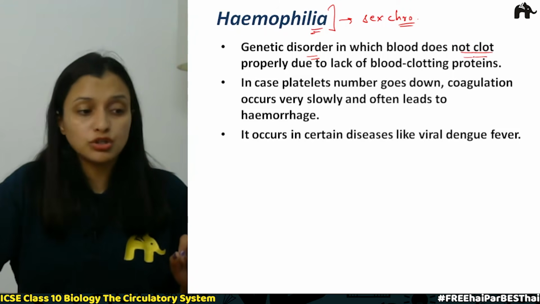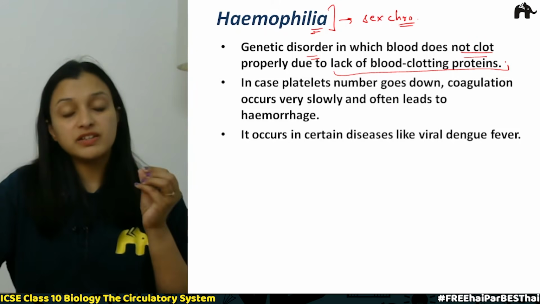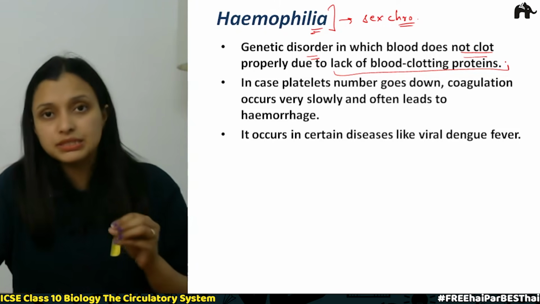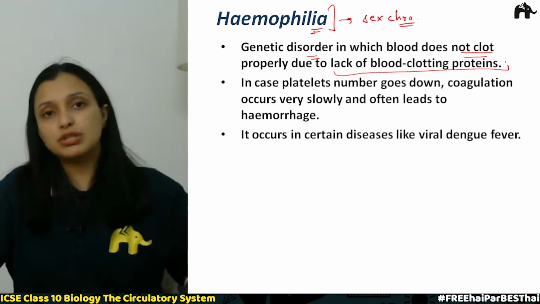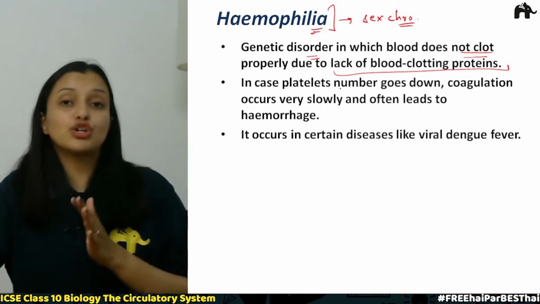The blood does not clot because there is a lack of blood clotting protein. The blood clotting proteins are absent in the body, which leads to this disease. So it is a genetic disease, and it is transferred from parents to the offspring.